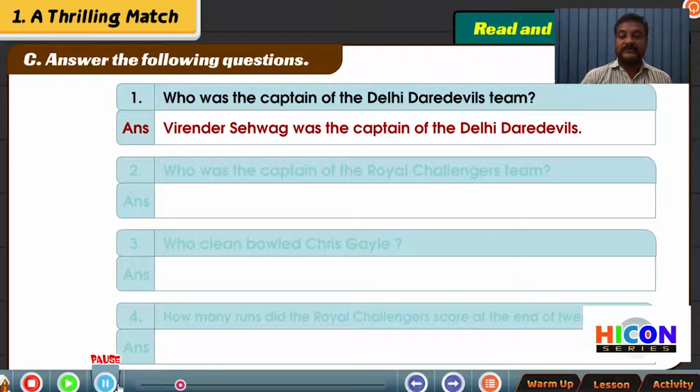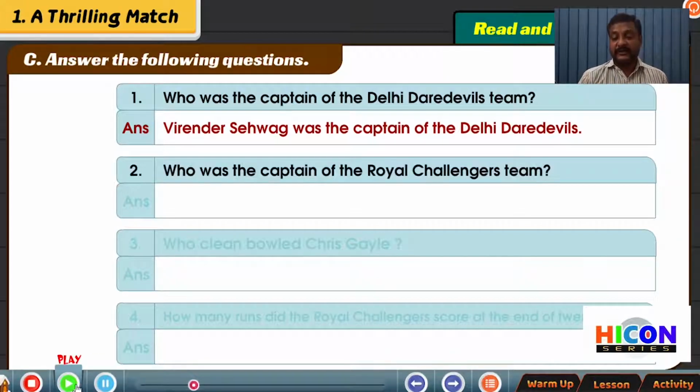Virendra Sehwag was the captain of the Delhi Daredevils team. Why do we know Virendra Sehwag was the captain? It was Virendra Sehwag who came out at the time of the toss. The toss will be done by the captains of both the teams, right? And from Delhi Daredevils, it was Virendra Sehwag who came out. So Virendra Sehwag was the captain of Delhi Daredevils.